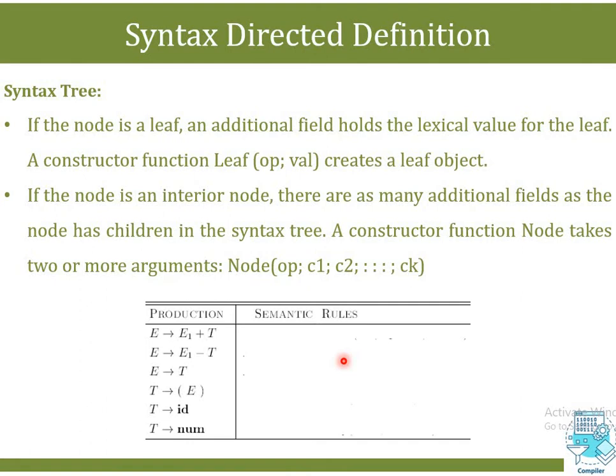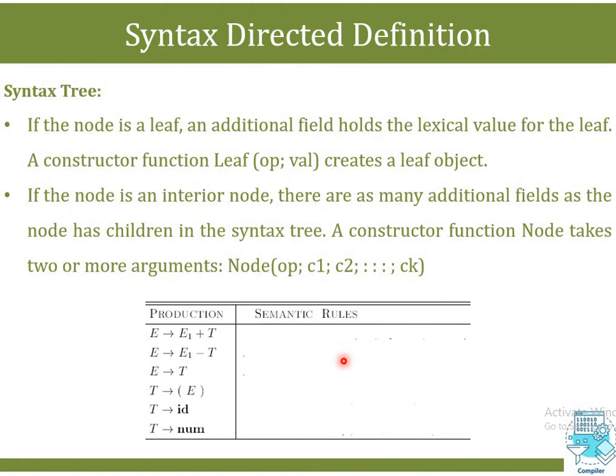Now let us discuss some examples. Now I have a grammar like this. So we have different productions in it. For each production we will have a semantic rule. The rules for constructing the syntax tree will be different from the rules we discussed earlier. Here the rule mainly does one of two things: it may create an interior node or it may create a leaf node.